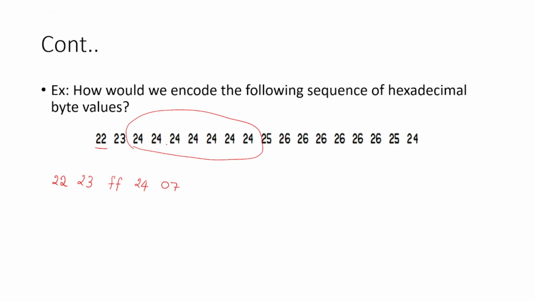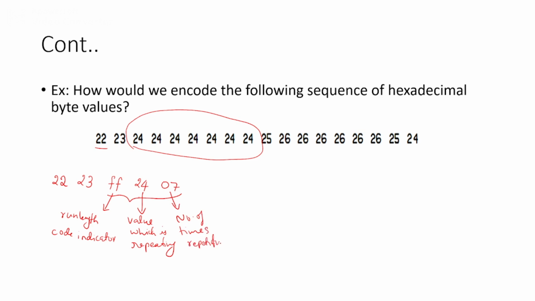Fine. So these 7 spaces got reduced to 3 spaces, where the first thing you need to write is the run length code indicator, then comes the pixel value which is repeating, then comes the number of times the value is repeating. The number of times the value gets repeated.